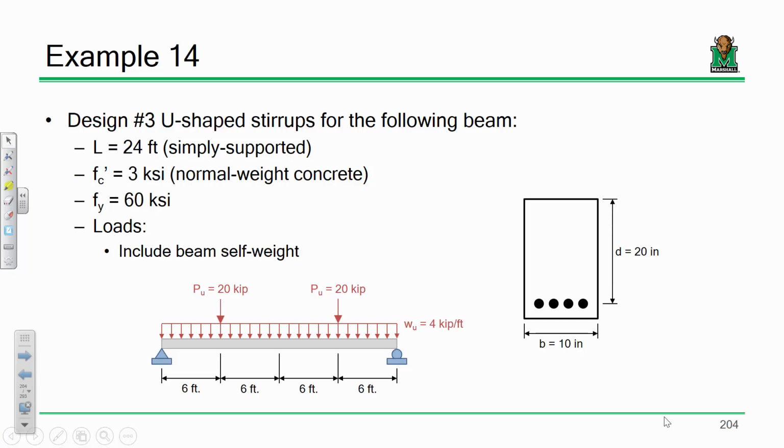All right, so we have a beam with a point load here and a point load here. And then we have a hinge and a roller. Now this distributed load is 4 kips per foot, and this is 20 kips, and this is 20 kips.